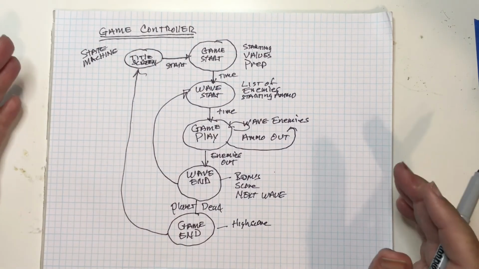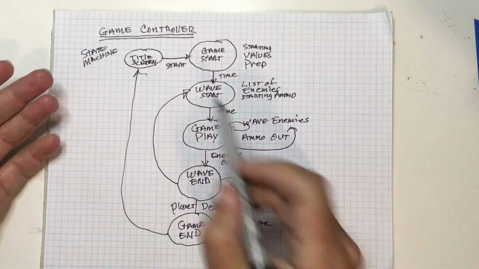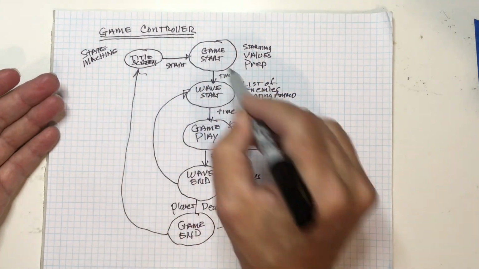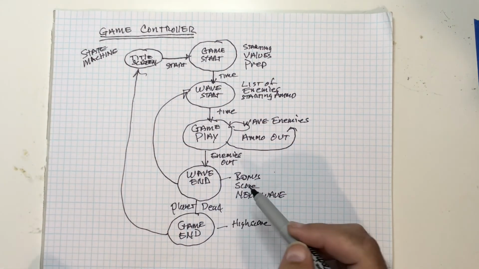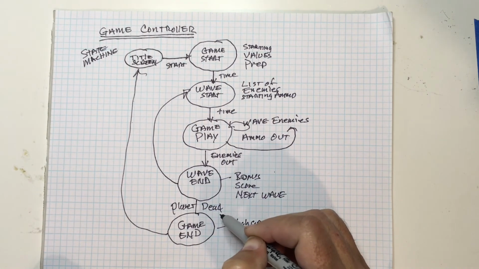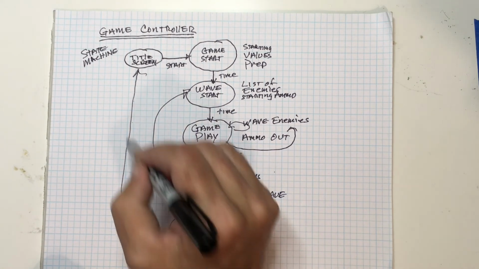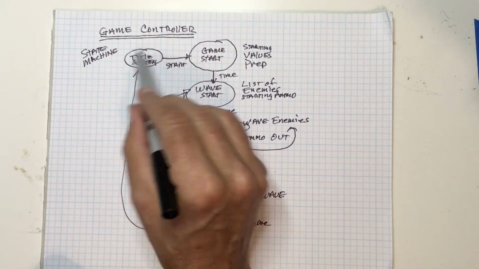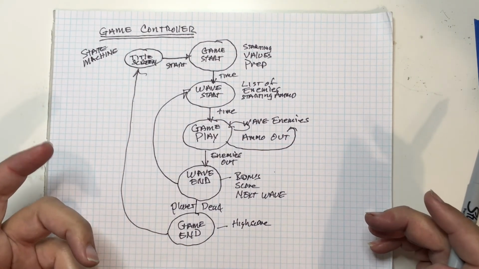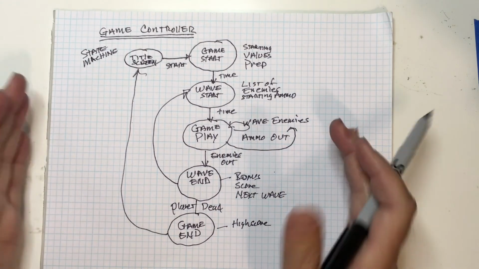So this is the game controller. This is the game state. This is our state machine. It goes through all these different steps based on these particular values, right? Are we out of enemies? Or is the planet dead? Then it goes on to the next state. And then back at the title screen, it just waits for us to start. So this is a game controller.